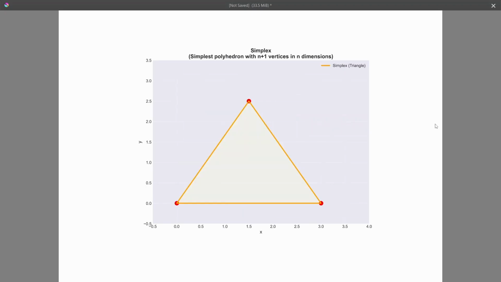Finally, I learned about simplexes, which are basically the simplest possible shape in n dimensions. So you need n plus 1 vertices in n dimensions, right? So for n equals 2, we have 3 vertices of a triangle. Finally, I learned about positive semi-definite cones.